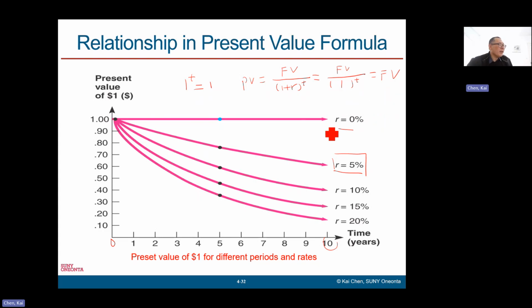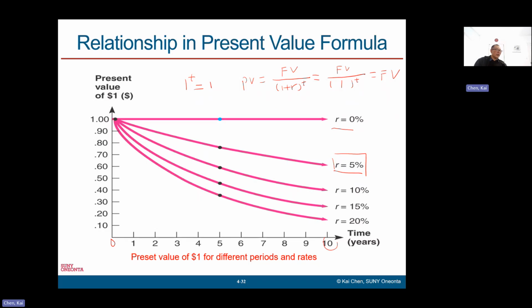Okay, now let's look at the second property. With the holding period fixed, the present value of $1 you expect to receive in the future would become smaller and smaller as the interest rate becomes larger and larger.